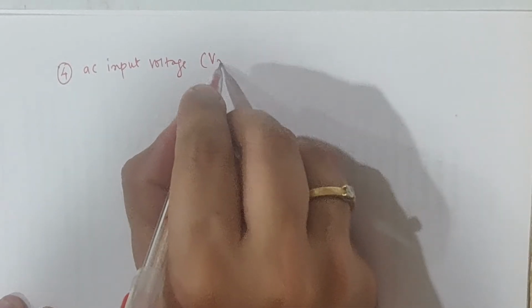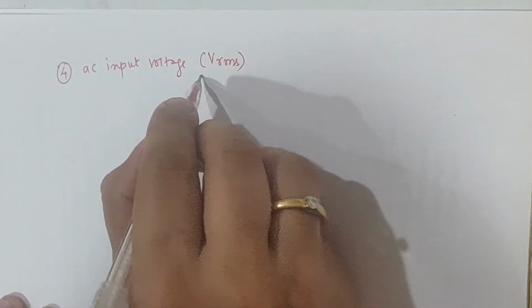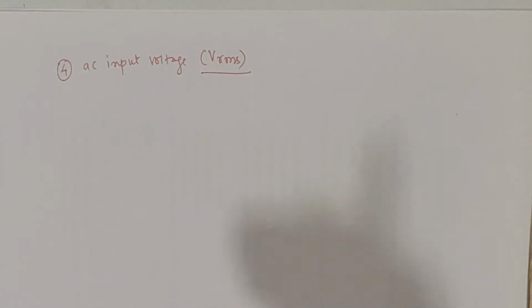Okay, let's move ahead and find the next value, that is RMS voltage. Then I will be calculating RMS current, and from there we will be calculating the AC input power. So let us start with our fourth quantity, that is AC input voltage, and we will term it as VRMS. So that is what we need to calculate.